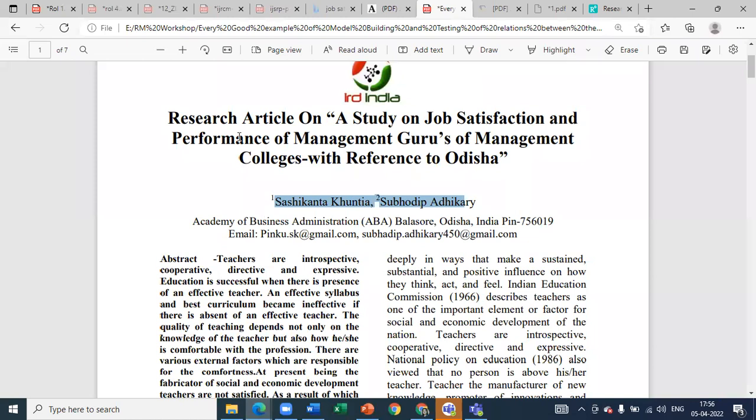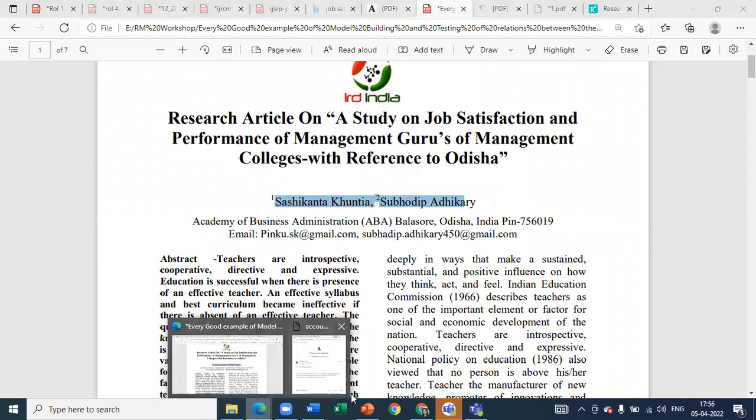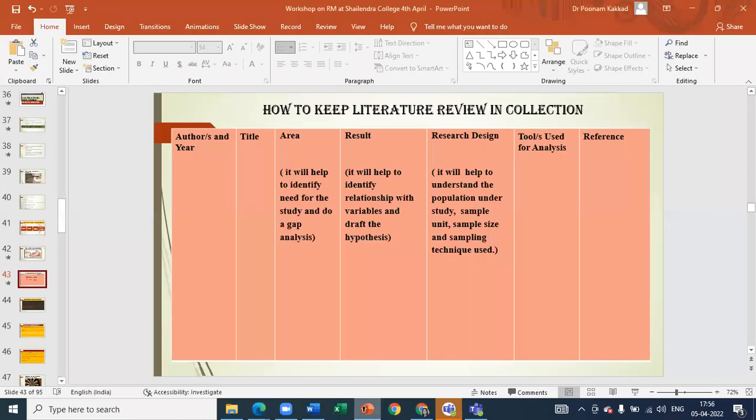So the title is said here: a study on job satisfaction and performance of management gurus for management colleges. Okay, what is the area domain here? So you're definitely going to say it is an area of HR which is talking about job satisfaction and performance of employees or management. So two things are done, the third column is also done. Now we go to the fourth column. What's the next column saying? Result.